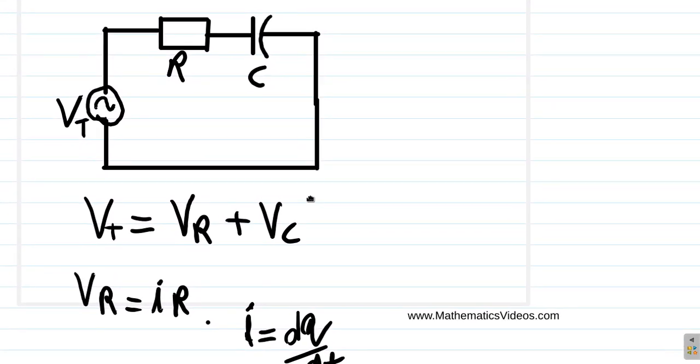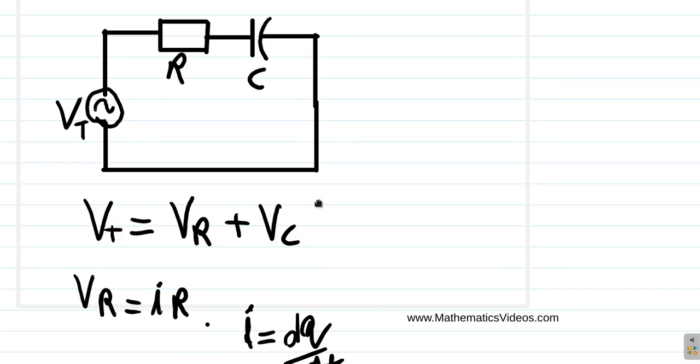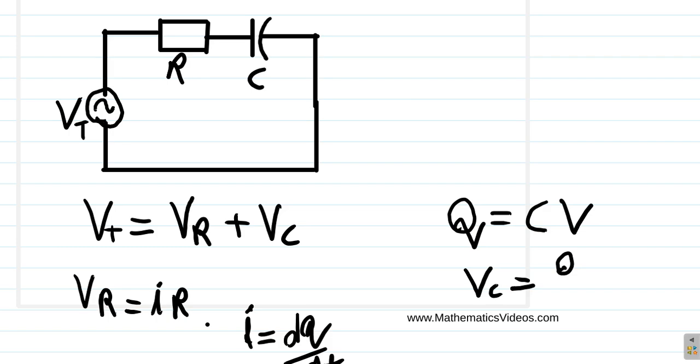Now let's look at the capacitance itself. Right? We know that for the capacitor, the amount of charge depends on the capacitance and the voltage. So Q is equal to CV. Right? So that the voltage VC is going to be equal to the charge divided by the capacitance.